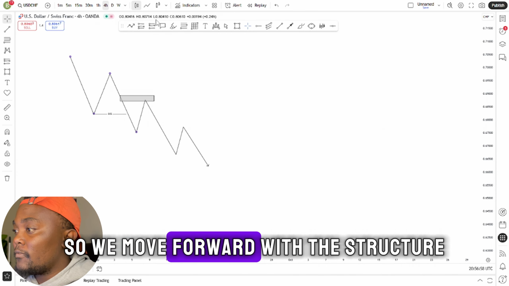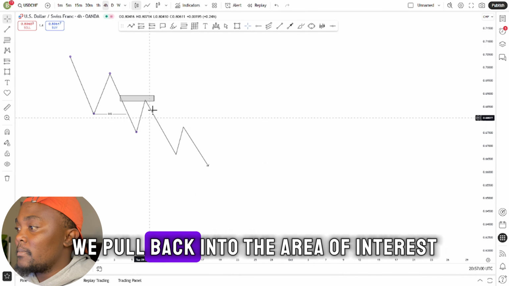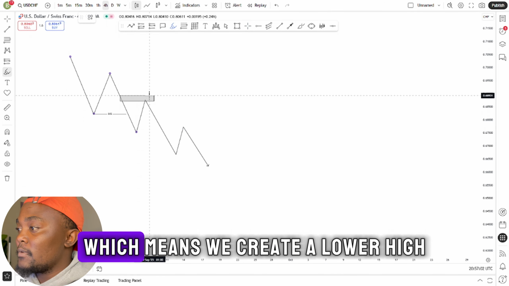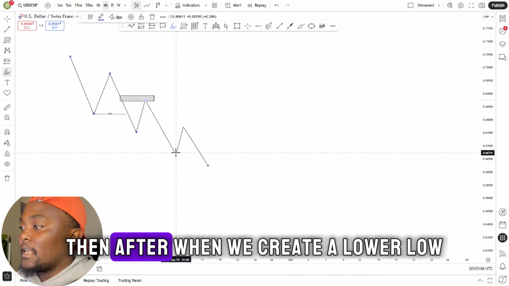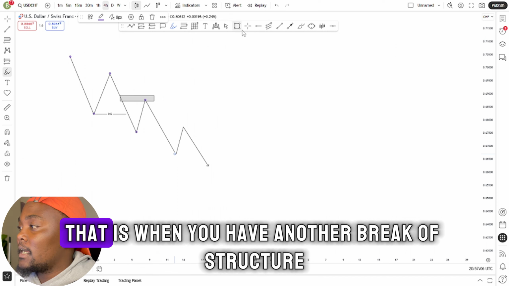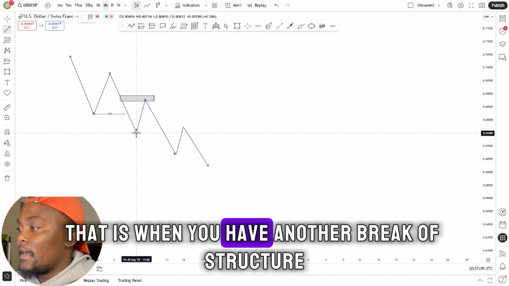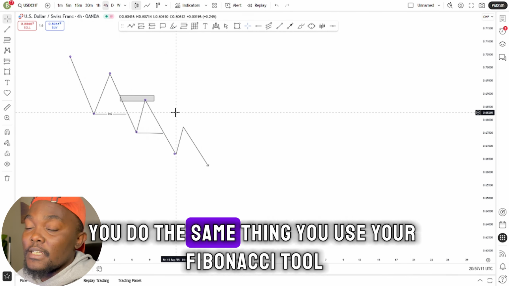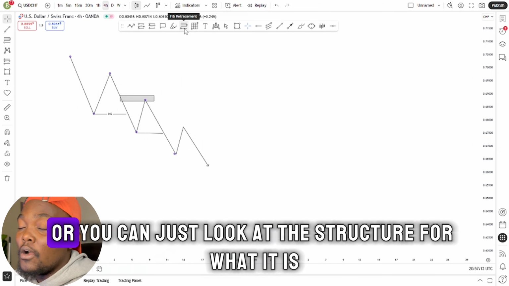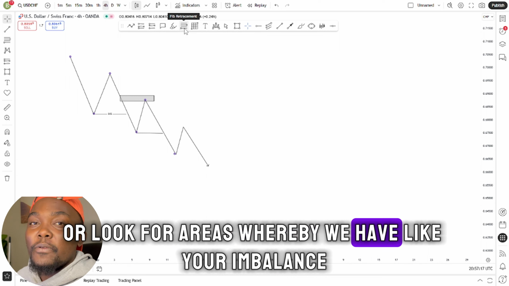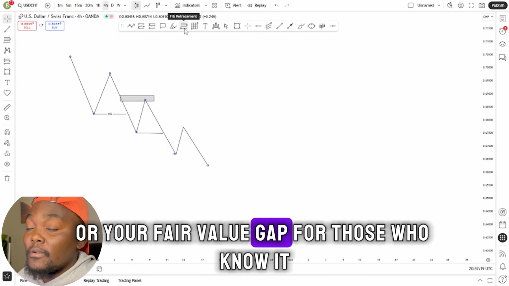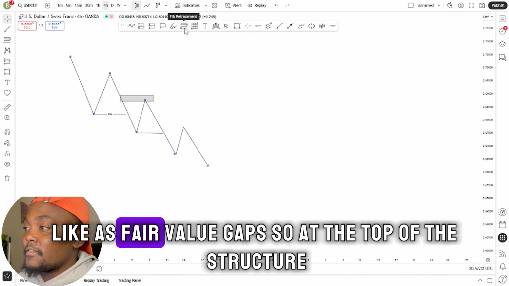So we move forward with the structure, we pull back into the area of interest, which means we create a lower high. Then after, when we create a lower low, that is when you have another break of structure. You do the same thing, you use your Fibonacci tool, or you can just look at the structure for what it is, or look for areas whereby we have an imbalance, or a fair value gap, for those who know it as fair value gaps.